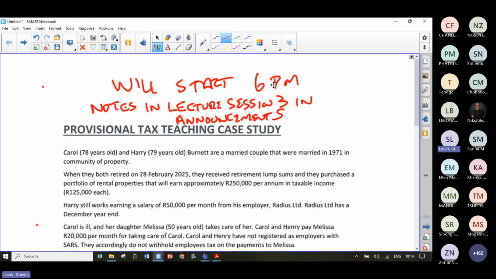And after that, for the 4862 students, if you want to stay, I'm going to do a quick revision on what happens when people die for estates. So not examinable for the tax 4861 guys, but it is examinable for 4862, and I'm going to be going through all of the stuff itself. So that's the outline of tonight's lecture.